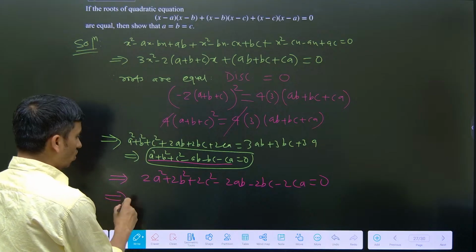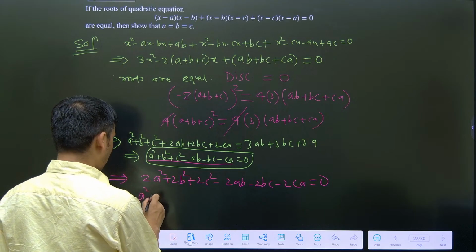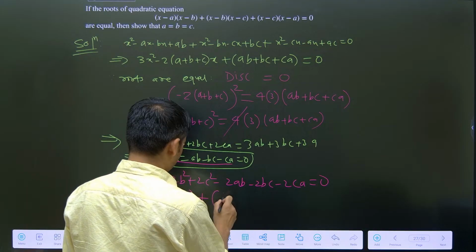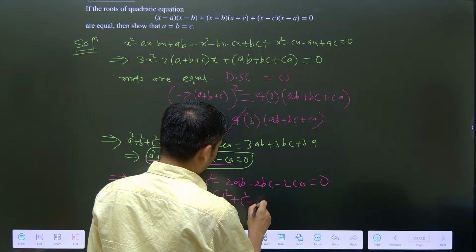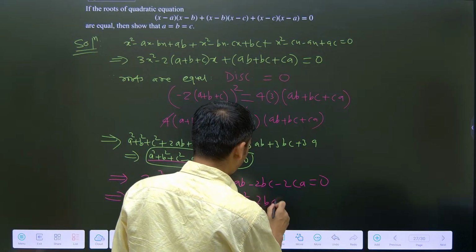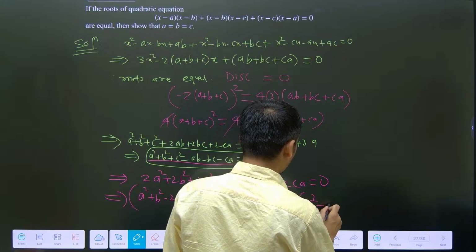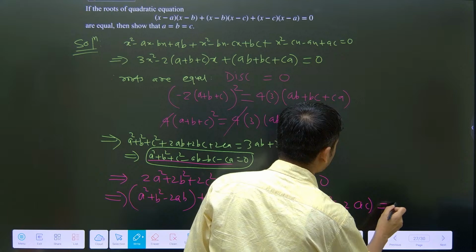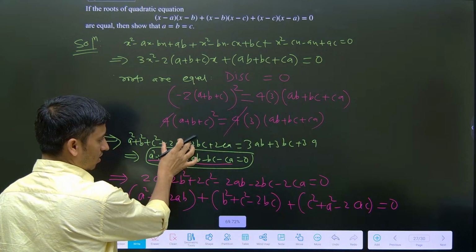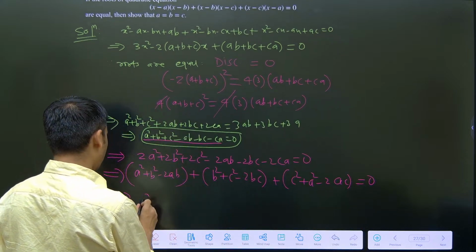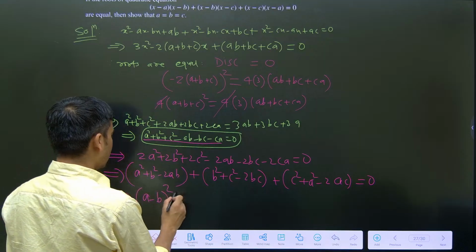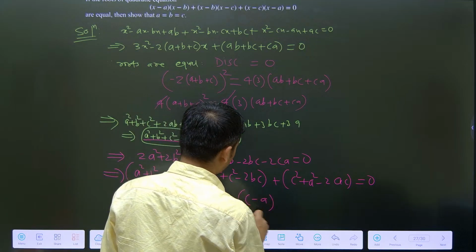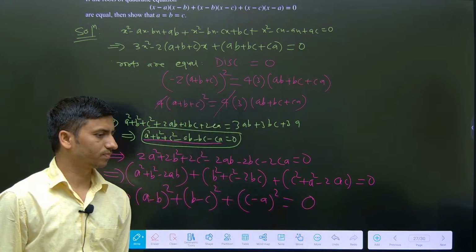And now I am making groups here. 1a square, 1b square and minus 2ab I am keeping as one bracket, plus b square plus c square minus 2bc second bracket, plus c square plus a square minus 2ac as third bracket. Have I taken care of all the terms? And the first part, if you see, it's actually a minus b the whole square plus b minus c the whole square plus c minus a the whole square, and right inside it's 0.